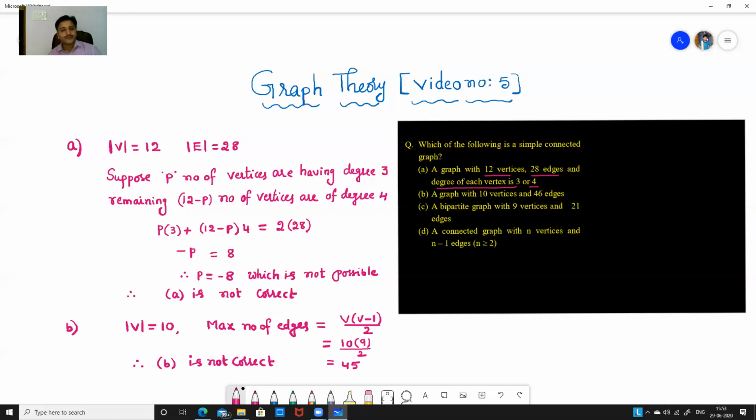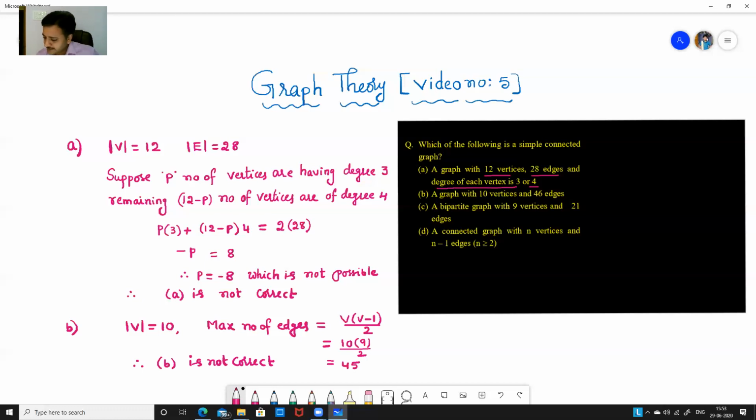Option A is not correct. Option B also is not correct. Next, look at option C. A bipartite graph with 9 vertices and 21 edges. Will such a graph exist or not? Remember, in the last video we already discussed that point. A bipartite graph with n vertices can have a maximum number of edges of n square by 4, with floor.